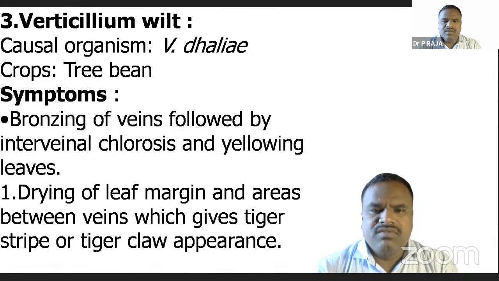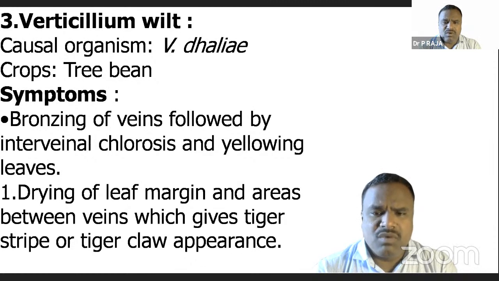Okay, now see that, it is very important and more problematic in our place. You can see this verticillium wilt caused by Verticillium dahliae. The crop affected is tree bean, and tree bean is widely affected here.